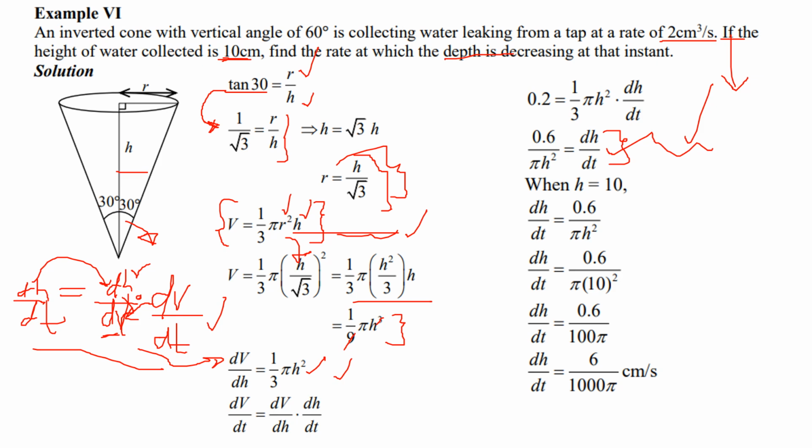If the height, or when the height of water is 10 centimeters, so we substitute for the height by saying that when h is equal to 10, dh/dt is going to be 0.6 divided by pi times 10 squared, which is going to end up with 6 divided by 1000 pi centimeters per second as your final answer. I say that SI units must be written properly.